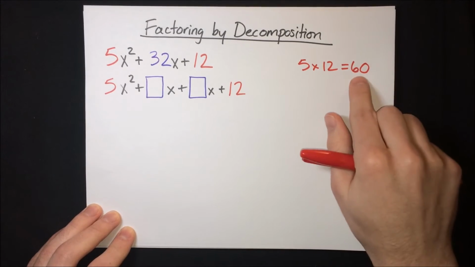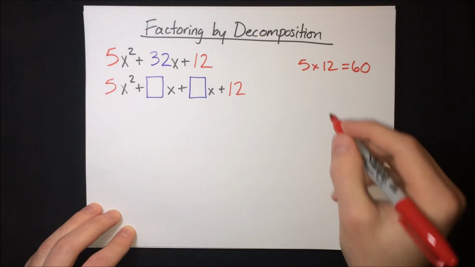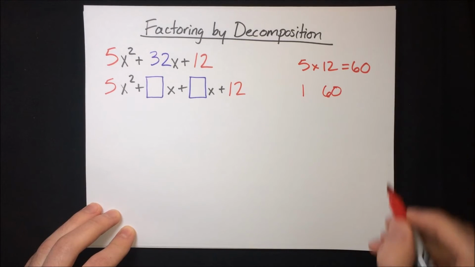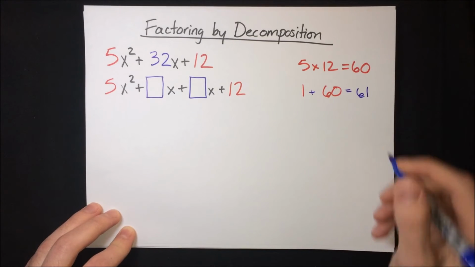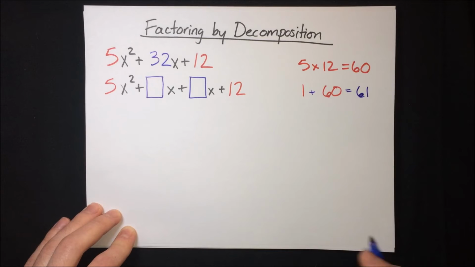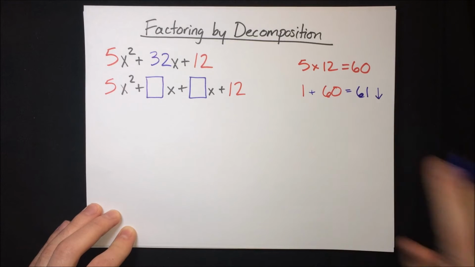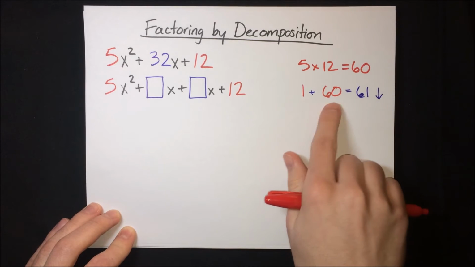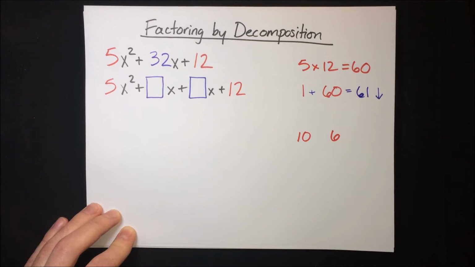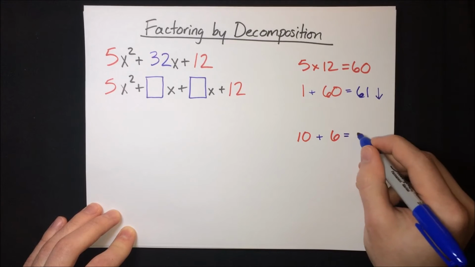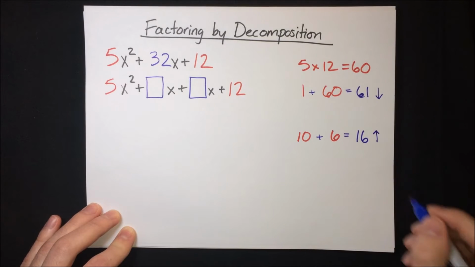So in other words, we need two factors of 60 that add to 32. So let's try some out. 1 and 60. When we add those together, we get 61. But that is too big because we want 32. So we need to find a way to decrease this number. How about we make these numbers a little bit closer together. How about 10 and 6? Now when we add those, we go down to 16, but we've gone too low. We need 32, so we need to go back up a little bit.